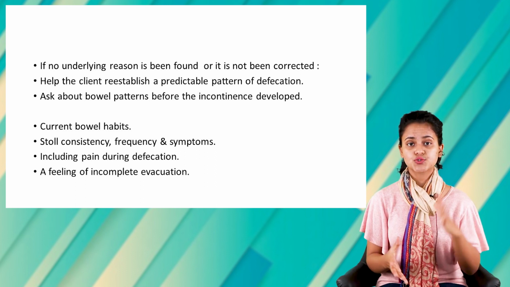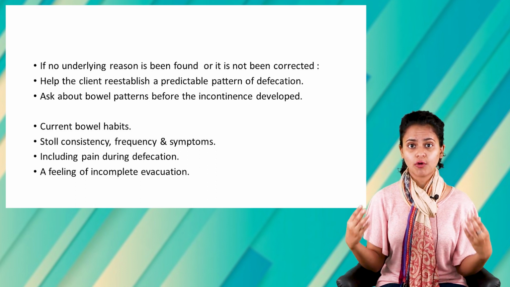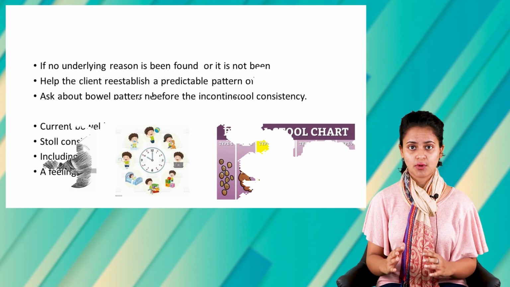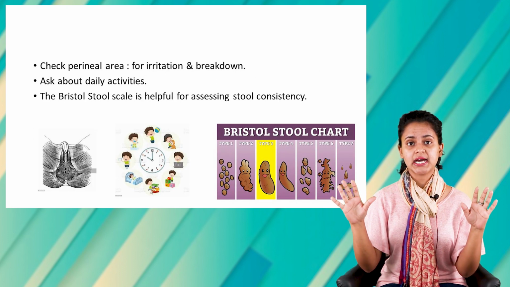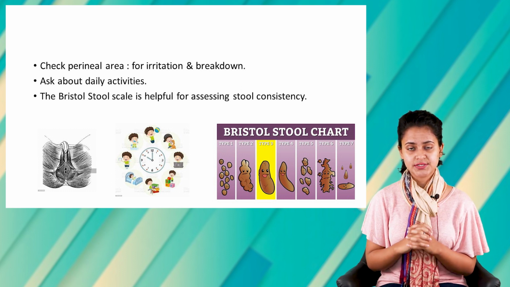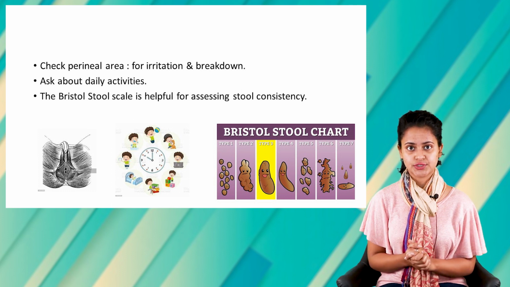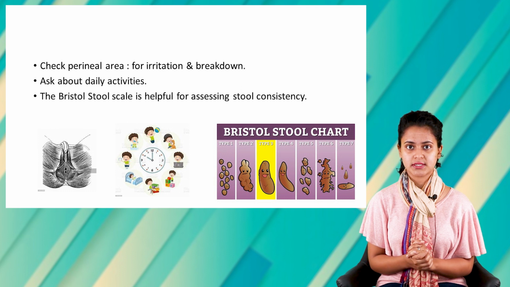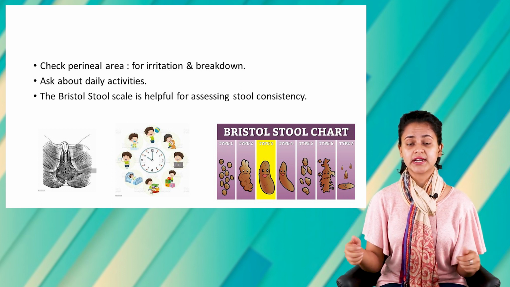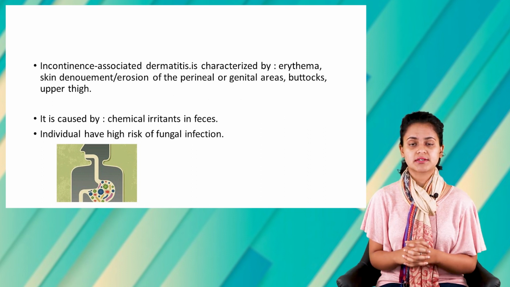So, current bowel habits, the stool consistency, frequency, and other associated symptoms, pain during defecation, and a feeling of incomplete defecation. All this data should be collected by a nurse from a client who is suffering from fecal incontinence. Now, while performing the physical examination, the perineal area has to be checked to find out whether there are any signs or symptoms related to disrupted skin integrity, or any signs indicating that the client is more likely to develop a fungal infection, which is a very common complication associated with fecal incontinence. The nurse would also ask about the client's daily activities, and whether the daily activities are interrupted by their fecal incontinence. The degree of disturbance of the daily activities also has to be noted.